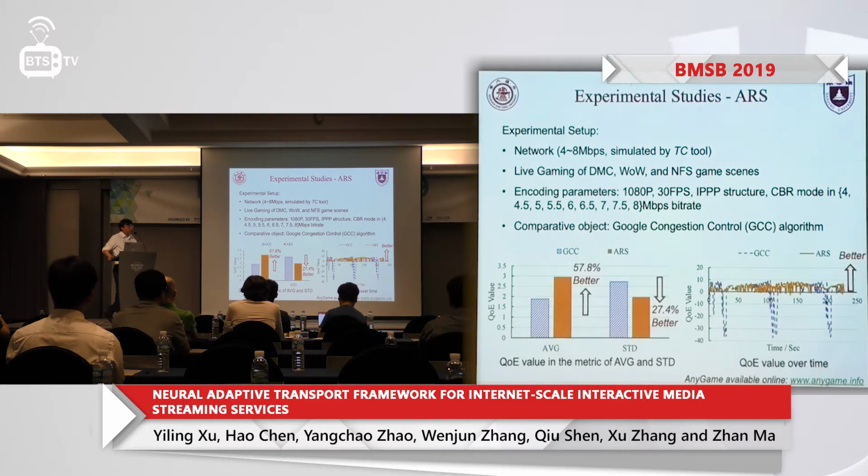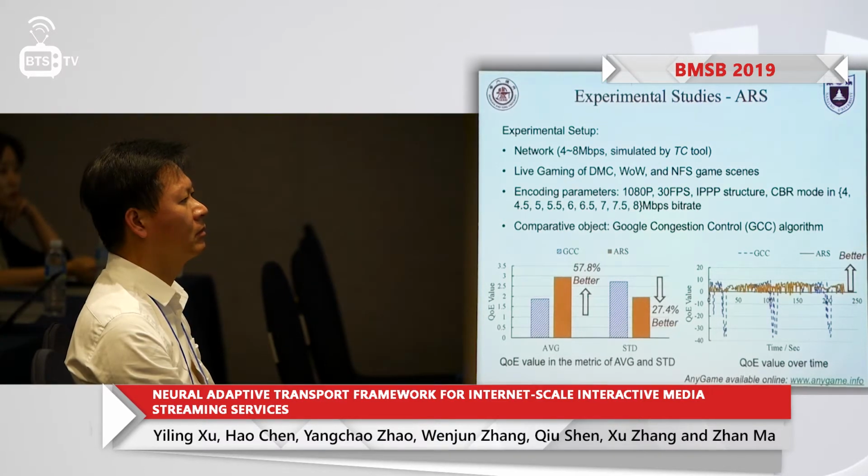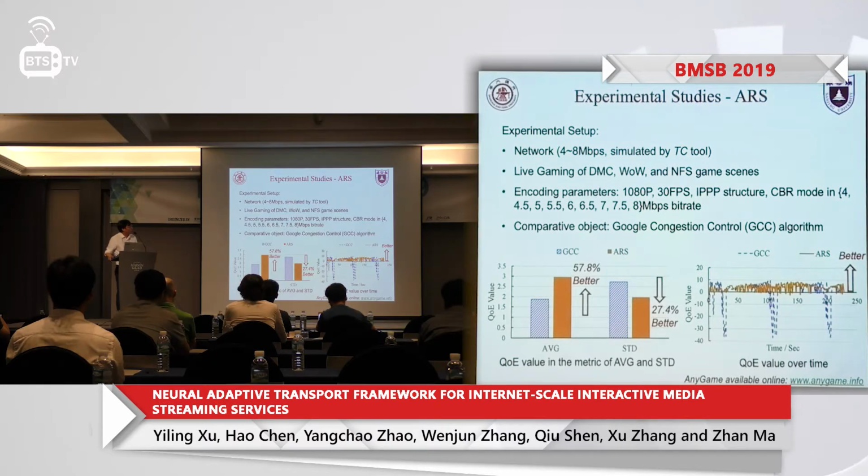So for this kind of learning-based method, we can achieve QoE over 57.8, and we have the variation decreased by almost 30%. So we not only increase the QoE, but also decrease the fluctuation, since both the QoE and the fluctuation have an impact on the perception. Another one, we have plotted this over time segments. We can see that the QoE value for our AIS is much better compared with the Google congestion control.